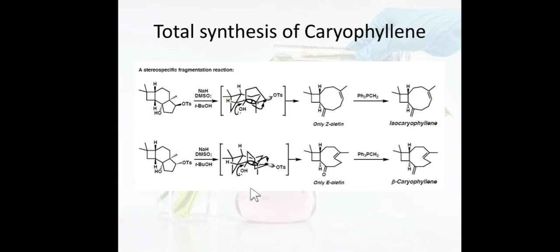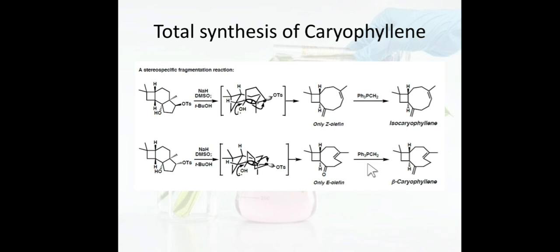Okay, after that the final step of the caryophyllene synthesis is our favorite reaction, that is the Wittig reaction. So the Wittig reaction will convert this keto group to this carbon-carbon double bond with this kind of halide. Okay, so this is how E.J. Corey and co-workers achieved the total synthesis of caryophyllene.